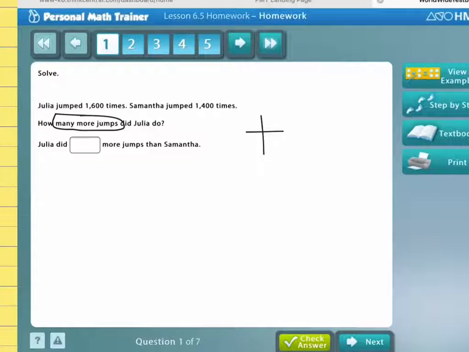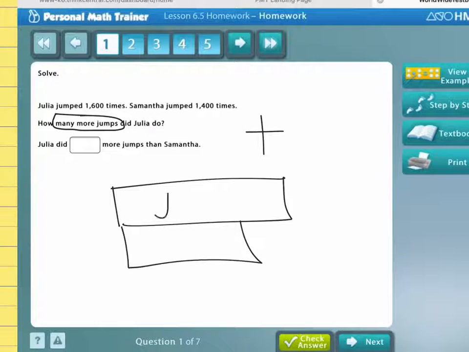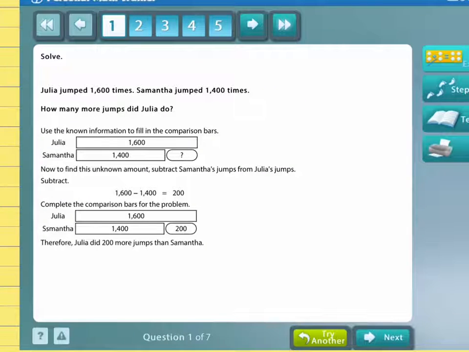So we're going to compare Julia's jumps to Samantha's jumps like this. So Julia's here, Samantha's here. Obviously Julia's a little bit more. This is our comparison bar model, and it tells us how many more jumps Julia's going to do. So let's check out the answer from Think Central. Looking at their example, they did the comparison bar. They did exactly like we did.